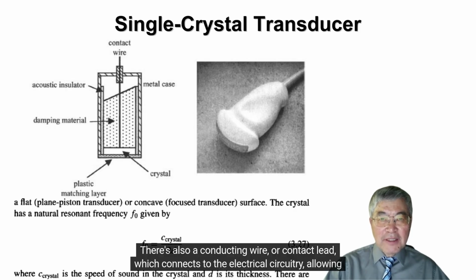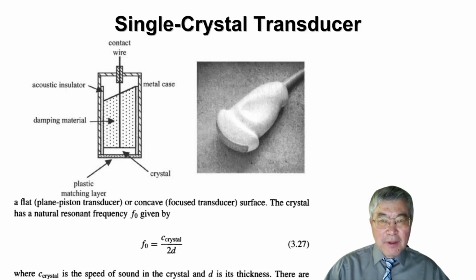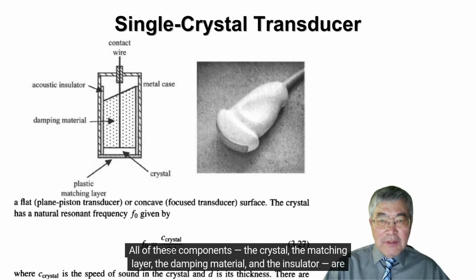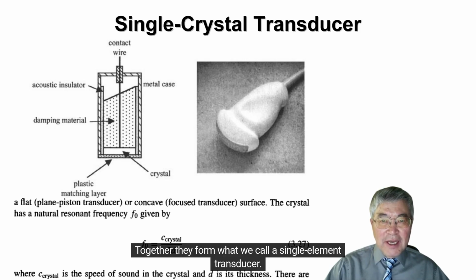There's also a conducting wire or contact lead which connects to the electrical circuitry, allowing us to apply voltage across the crystal and receive electrical signals from it. All of these components, the crystal, the matching layer, the damping material, and the insulator, are enclosed in a metal or plastic housing, often with an ergonomic handle. Together they form what we call a single-element transducer.